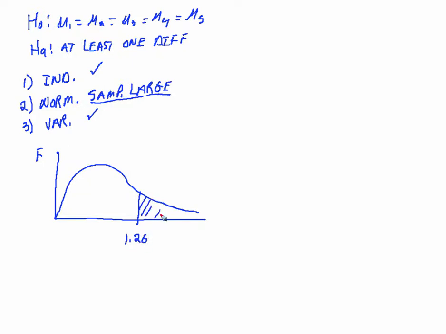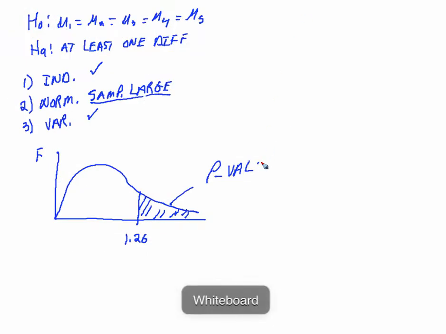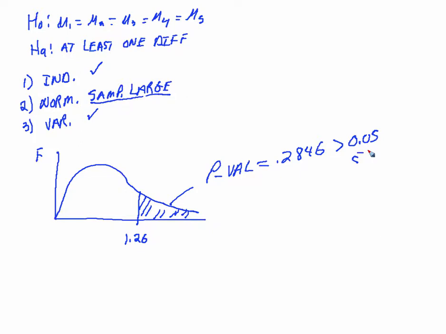And the corresponding shaded region that goes with that is going to be your p-value. The p-value in this case is 0.2846, which we see is greatly bigger than 0.05 or 5%. So therefore, we would end up failing to reject the null.